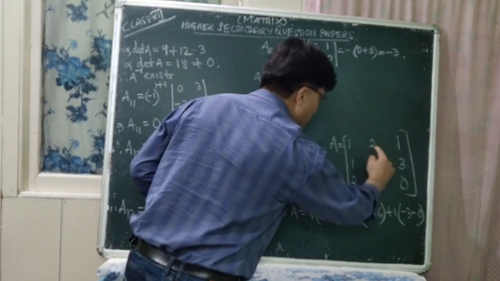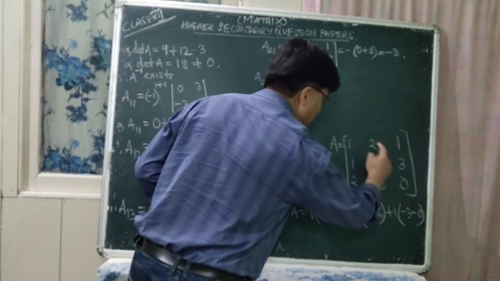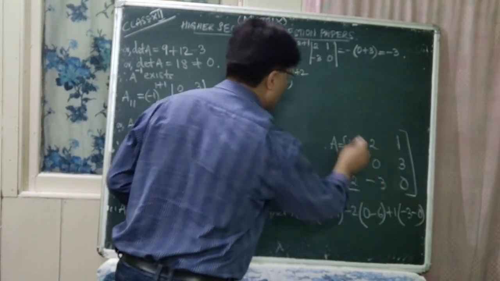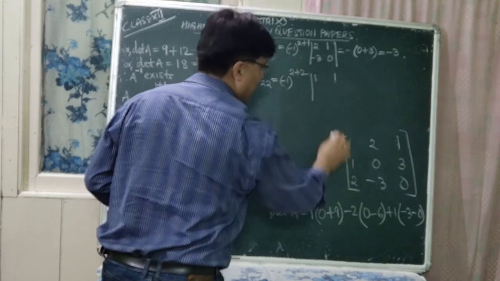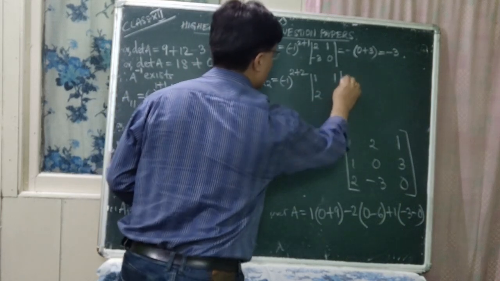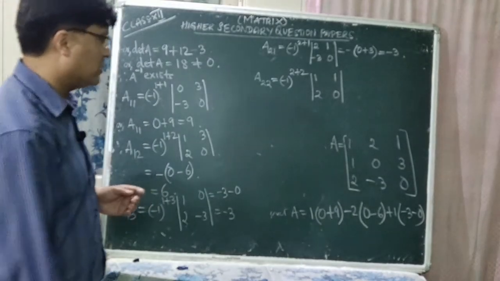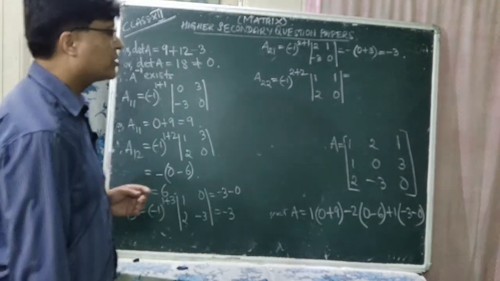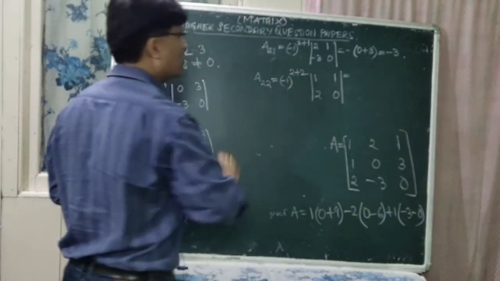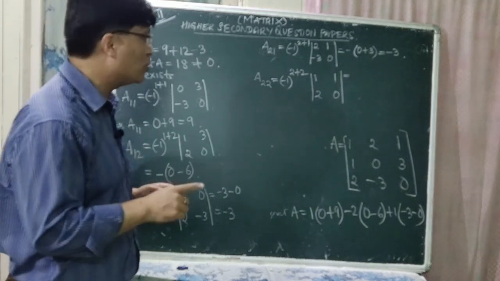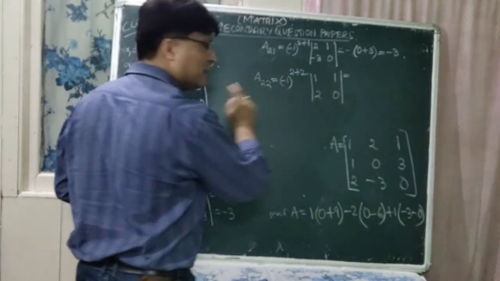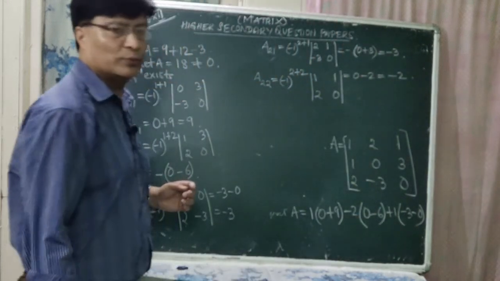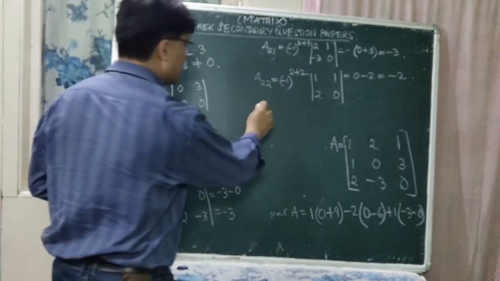Now delete the row and the column through the element 0. Second row and second column are deleted. What remains? 1, 1, 2, 0. Okay. So let us simplify it. Which is equal to minus 1 whole to the power 4. You know that it is plus 1. So usually we don't write plus 1. Now expand this determinant. That is 0 minus 2, which is equal to minus 2. Understood?